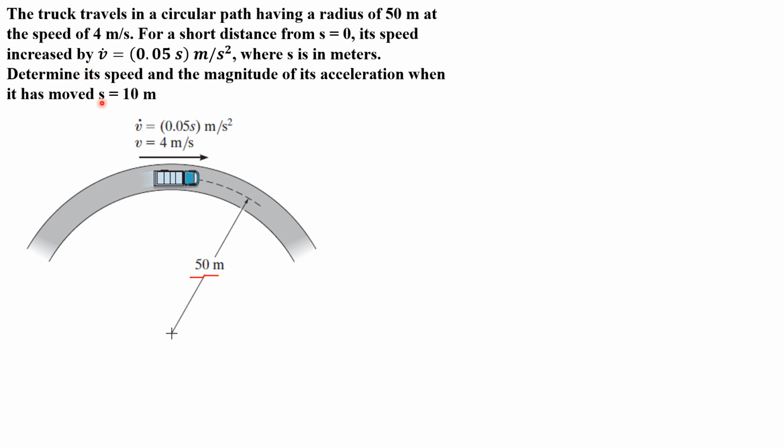The question says determine its speed and the magnitude of its acceleration when it has moved s equal 10 meters. So at this distance, we would like to find the speed and the magnitude of acceleration. Right, so to start with, let us start with the speed, v. Since we want to find this, in the question we have v dot. v dot is just 0.05 s, right? And v dot simply is dv over dt.